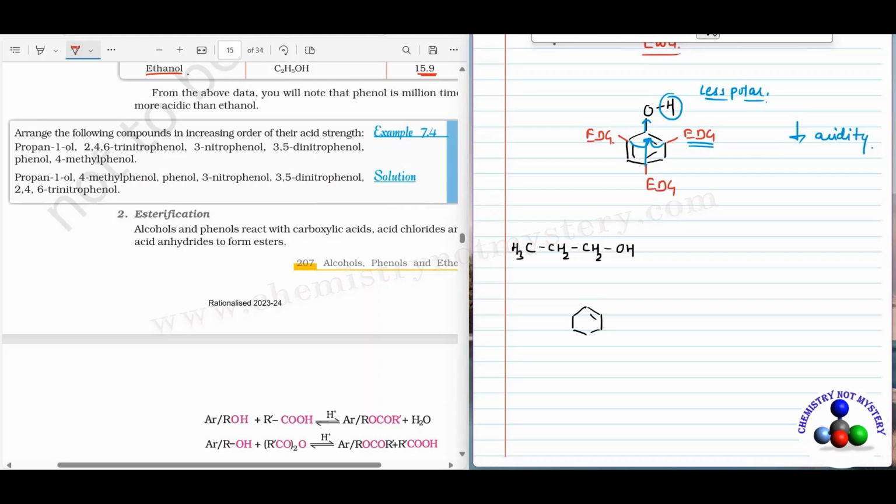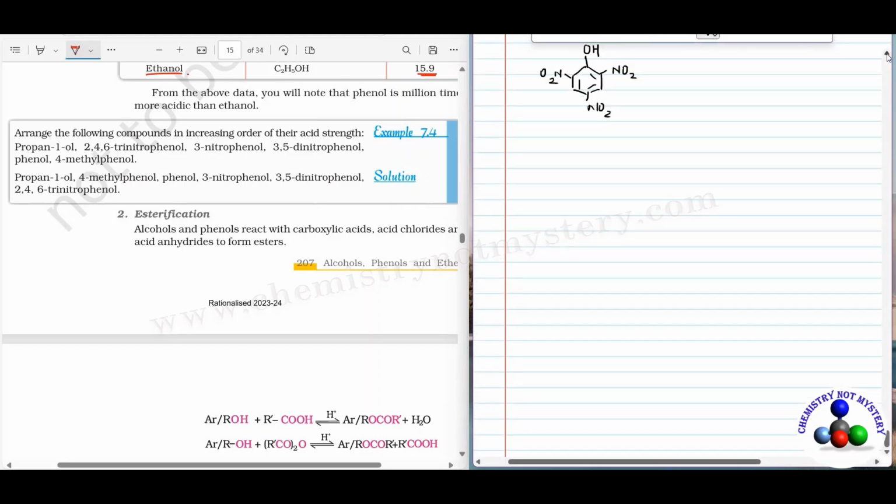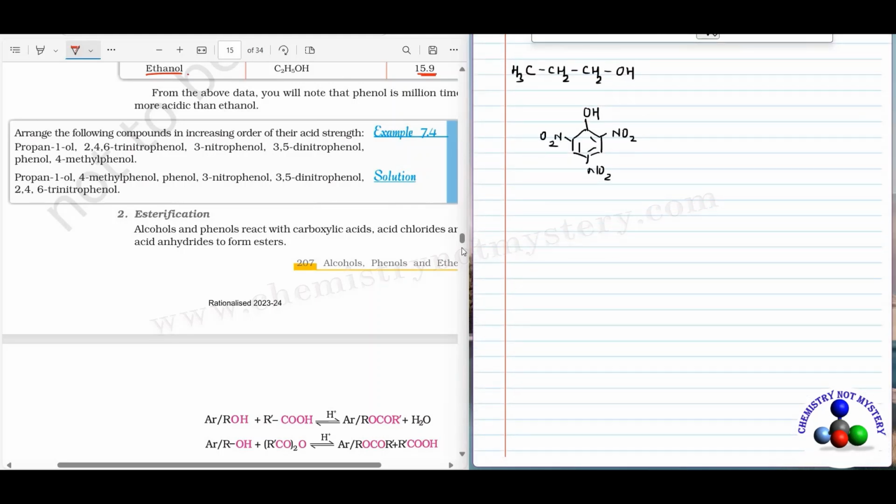The next one is 2,4,6-trinitrophenol. So first of all, draw the structure of phenol. Here OH is bonded to the first position, and at the second, fourth and sixth positions a nitro group is there. So this is first, second, third, fourth, fifth and this is sixth. Here the nitro group is there, NO2. Next is 3-nitrophenol. So this is phenol. At the third position a nitro group is there, NO2.